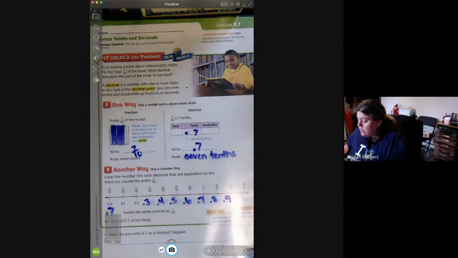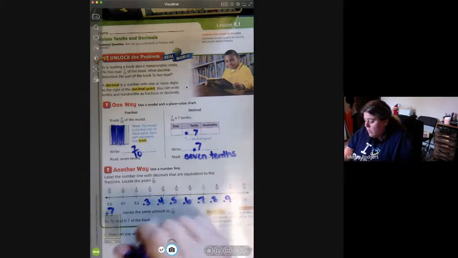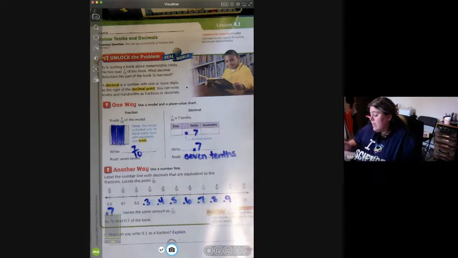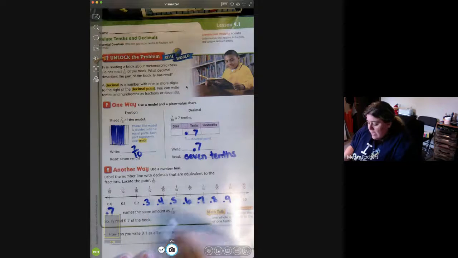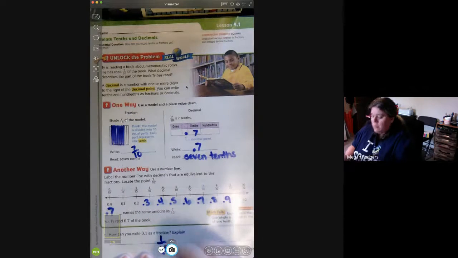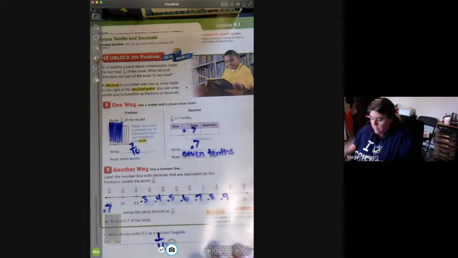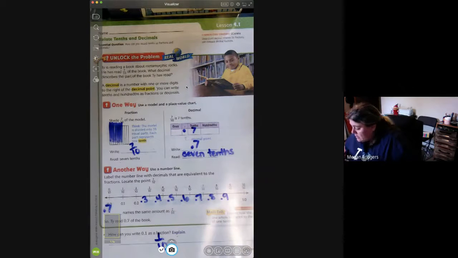So then if we can kind of flip it and go backwards, it says, how can you write 0.1 as a fraction? Explain. Well, if I say that decimal properly, that's 1/10. Well, that kind of just gave me the answer, didn't it? So if this is 1/10, then the fraction would be 1/10. So hopefully that makes sense.